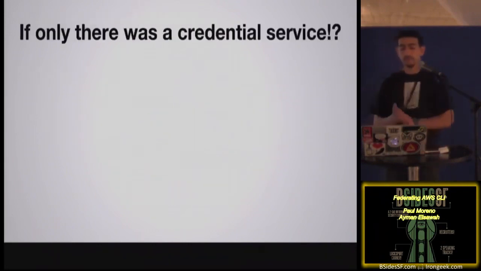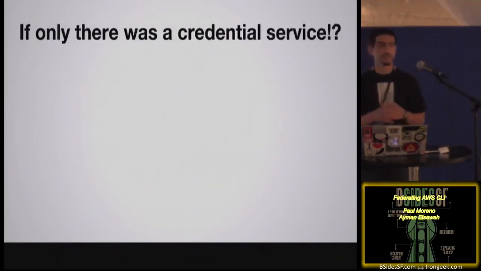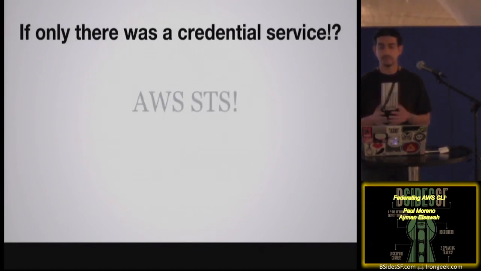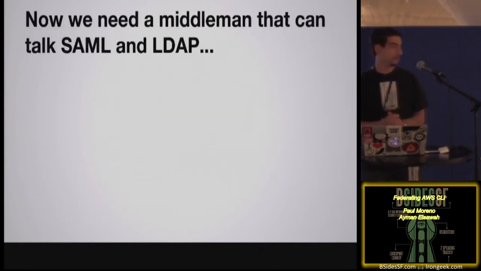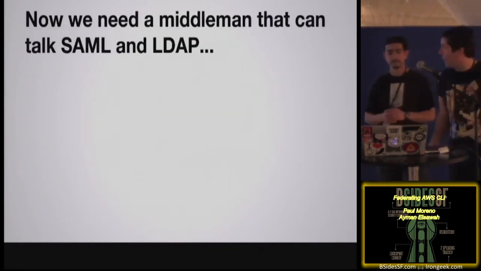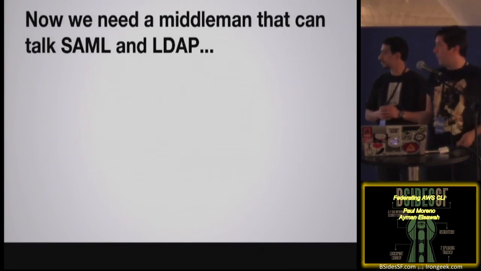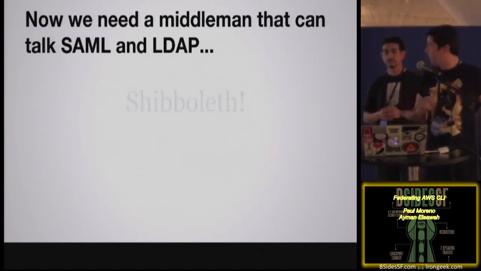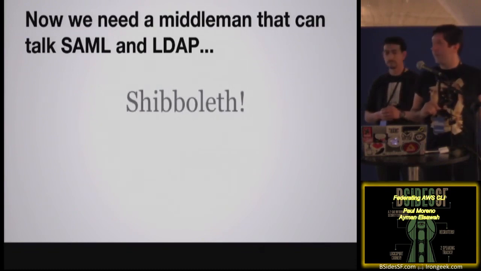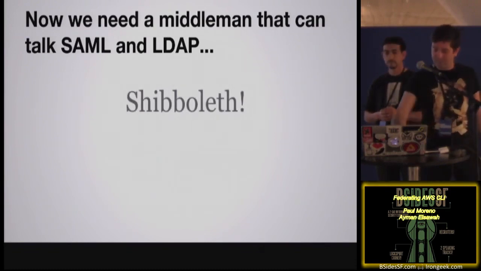So if only there was a credential service that would give us temporary credentials. Oh wait, that's Amazon STS. But we need a middleman that can also talk SAML and LDAP that will do some glue in between there. We found Shibboleth, which is an identity provider out there that does SSO and such.